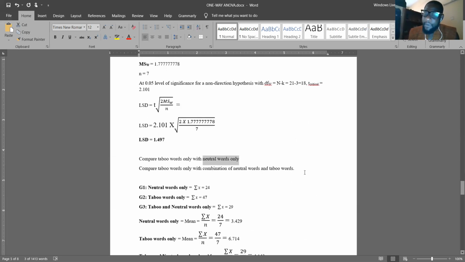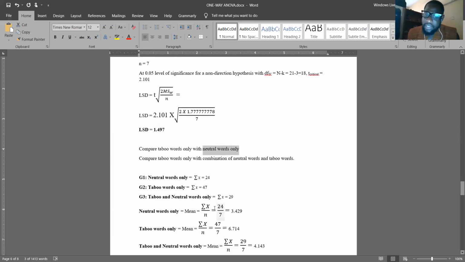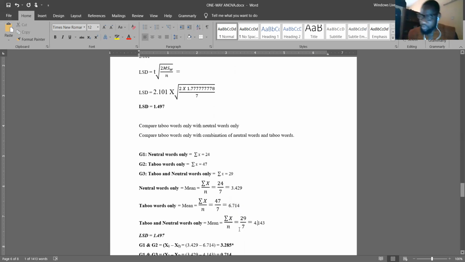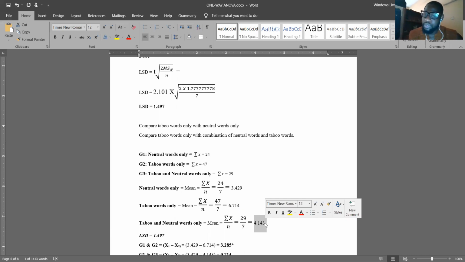So for us to find the mean for neutral words, it will be sigma x over n. And currently we know sigma x to be 24 over 7. So the neutral words, its mean value is 3.429. Then taboo words, its mean value is this. Then with both words, its mean value is what? 4.143. So these are the key things we need to do our comparison.